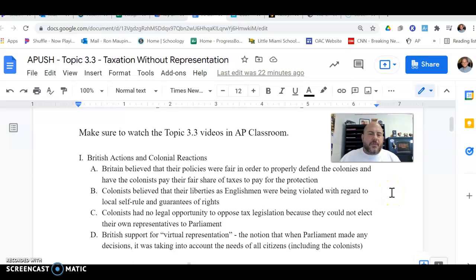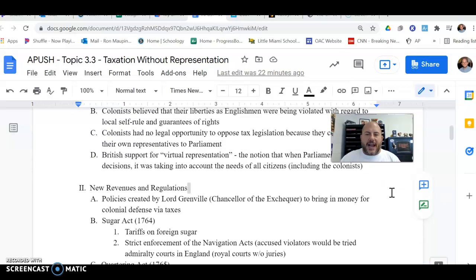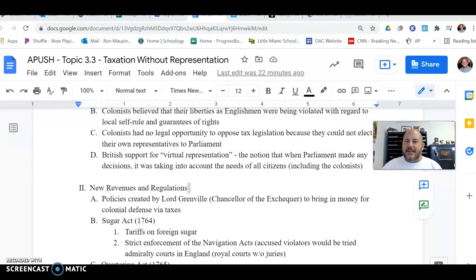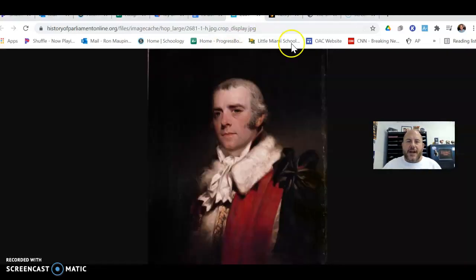All right. So with that being said, let's take a look at some of these particular policies that are going to get the colonists really upset. And a lot of these new ideas and policies are going to be coming from this guy right here. This is Lord Grenville. Lord Grenville is going to be the Exchequer to the crown. Basically, he's going to be what we would consider here in the United States to be the Treasury Secretary.